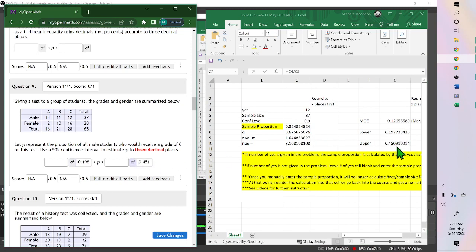0.198, 0.451. So the male part is given, and that's why you only use that row. The C's are 12 out of a total of 37.